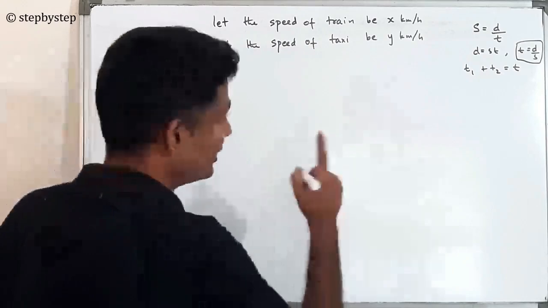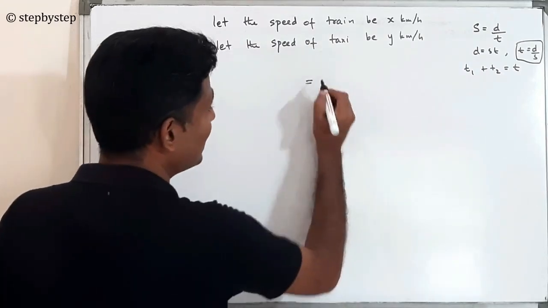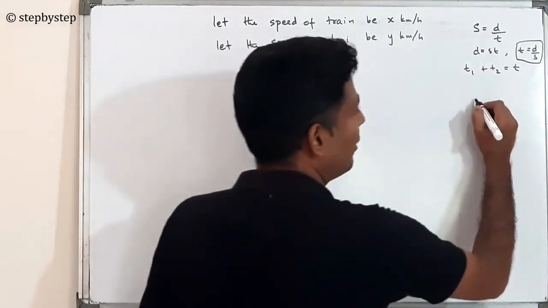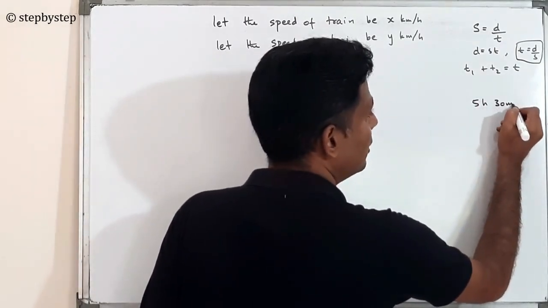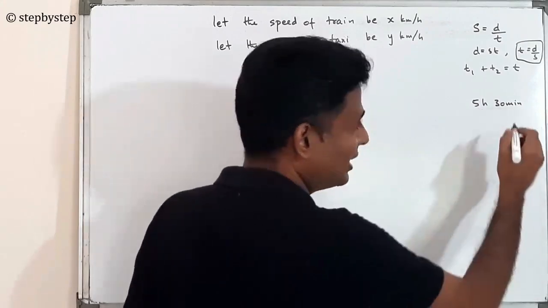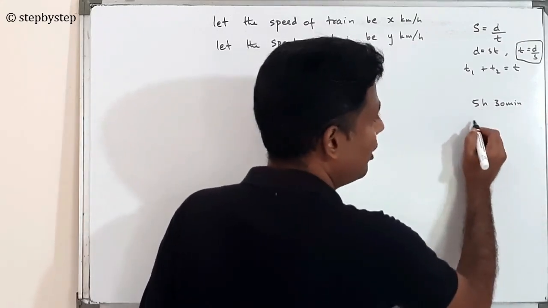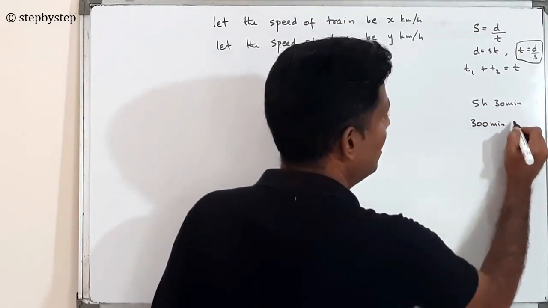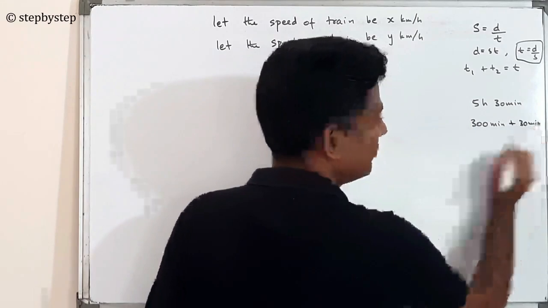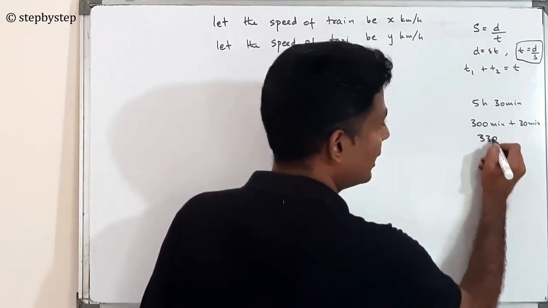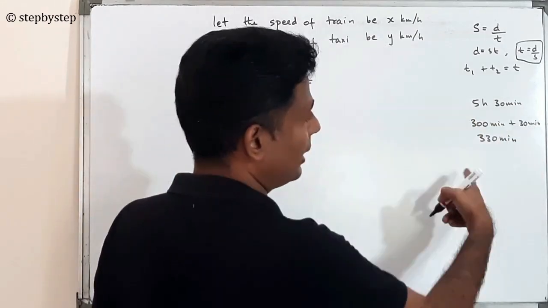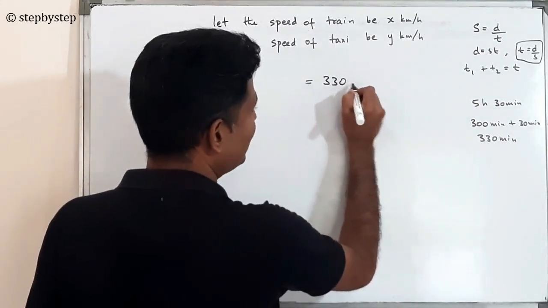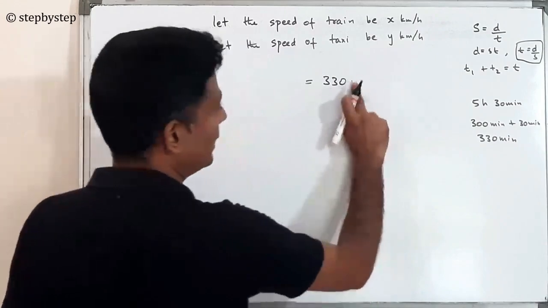Now what is the total time for the first thing? 5 hours 30 minutes. What I'll do is I'll convert it to minutes. So 5 hours 30 minutes is 5 hours plus 30 minutes. 5 hours is how much? 5 into 60, that is 300 minutes, right? Plus 30 minutes. So 330 minutes. So 5 hours 30 minutes is 330 minutes. So I get total time as 330 minutes.